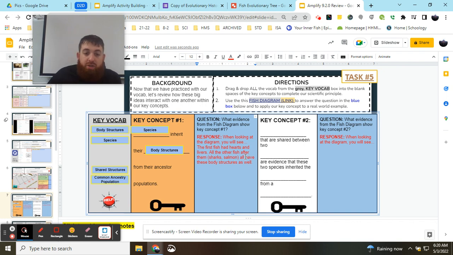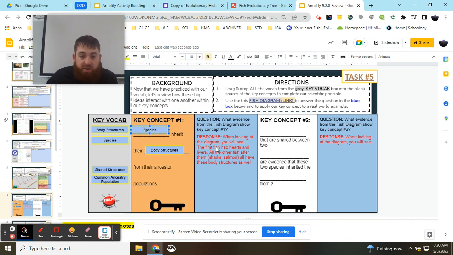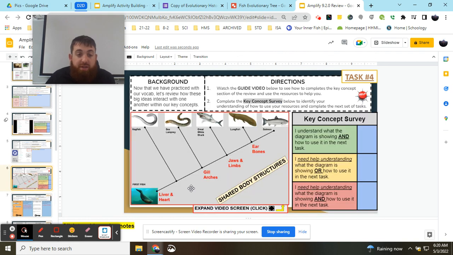Now, notice a few things here. Number one, we're talking about the species specifically. So we're talking about the first fish, we're talking about sharks and salmons, we're talking about the body structures, so the heart, and we're talking about the liver, and we're talking about that ancestor population, in that case, the first fish. So I'm pulling in all of these ideas and just using the diagram to explain this idea that we have these common ancestors and all the species after them inherit those shared structures.